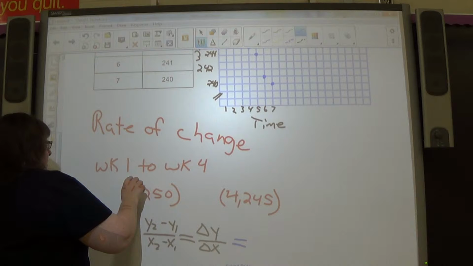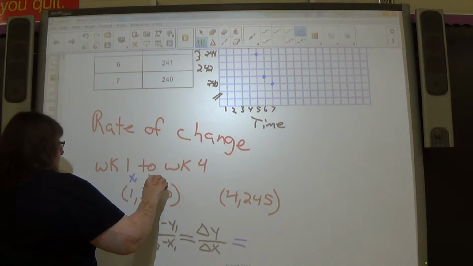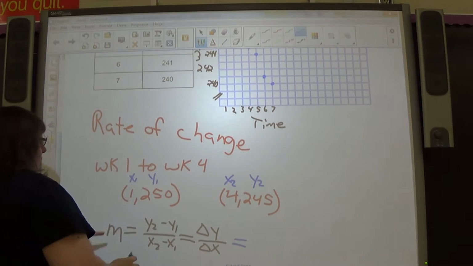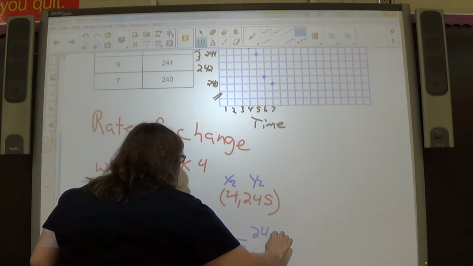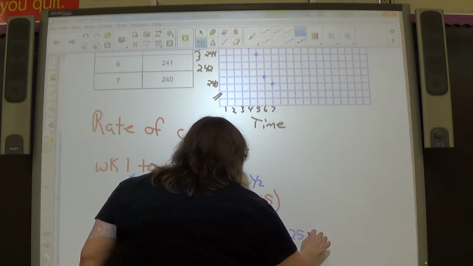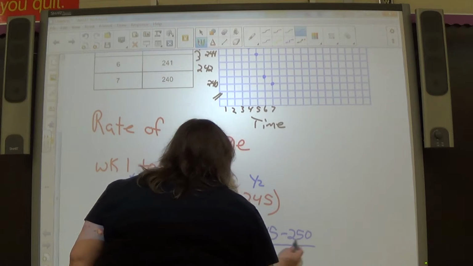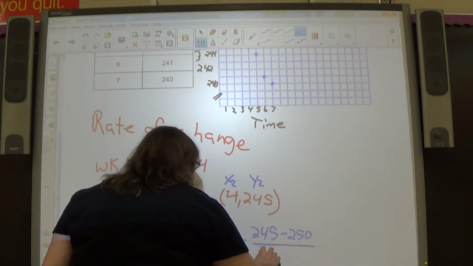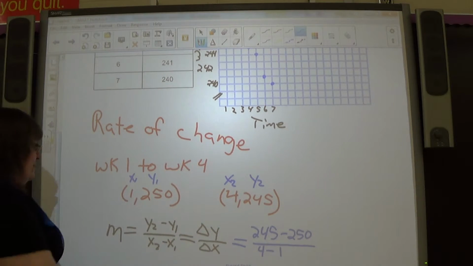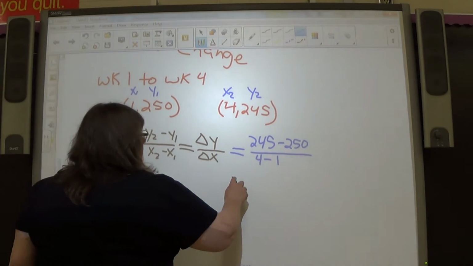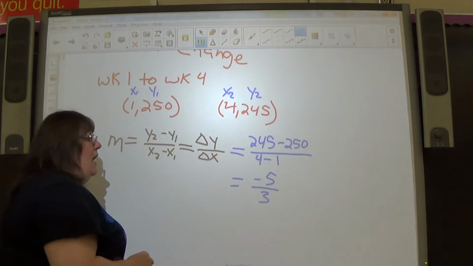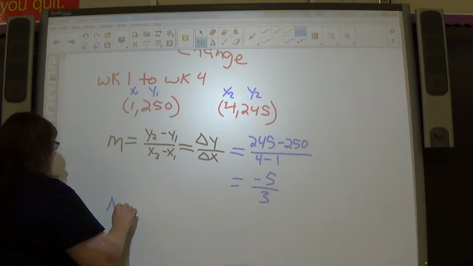All right, now, if I plug my information in, okay? I don't care which one you do as x1, y1. So there's x1, y1, x2, y2, okay? So y2 is 245, that goes first, minus our 250, over our x2, which is 4, and our x1, which is 1, okay? So we do this math. So this is negative 5 over 3, okay? That is our average rate of change.